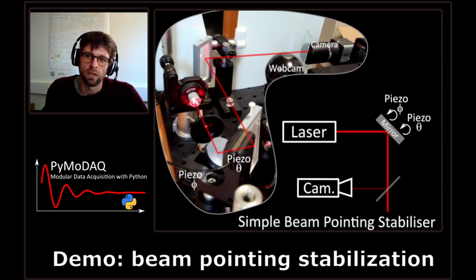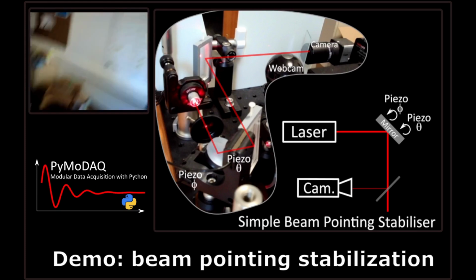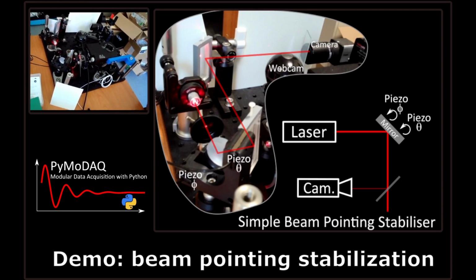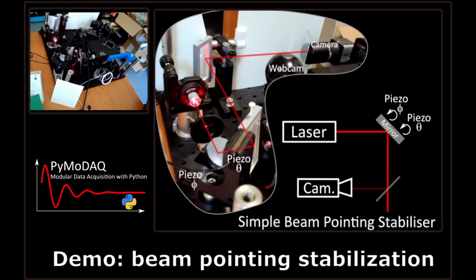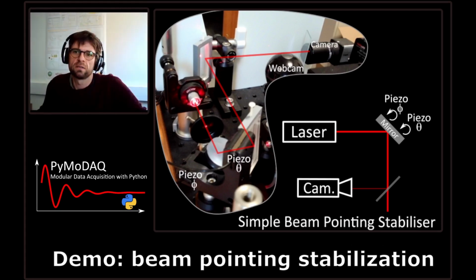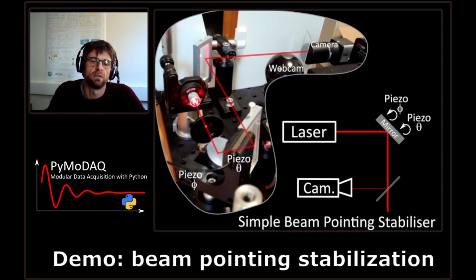And how to do that? Let me show you the real setup, which is just here. It's the exact same thing. We have the laser, the mirror that is on the piezo actuator, and then we have two detectors. One is called the camera, which will just extract the position of the laser on it. And you also have a webcam that looks at the projection of the laser on the screen. That would be your experiment, and you want the beam to be as stable as possible.